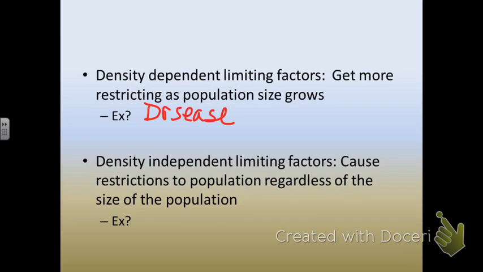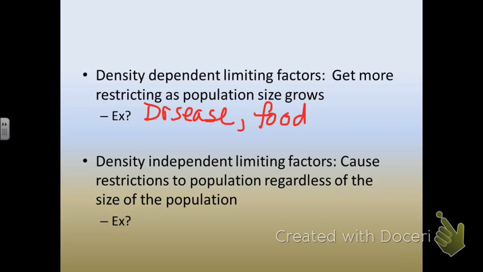Another one that's density dependent, that's a real common one to think about if you want to get a general understanding of how a limiting factor works, is food. Food is also a density-dependent limiting factor. It becomes more limiting as the population size increases. On the other hand, density-independent limiting factors restrict the population and may cause some deaths even in a small population. So it's regardless of the current population density.